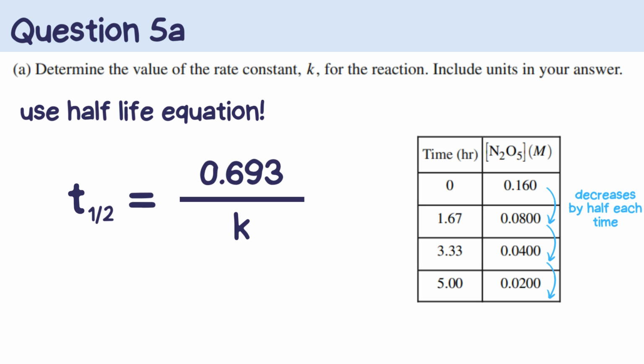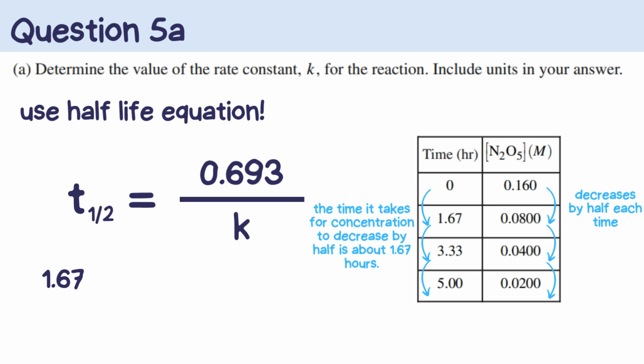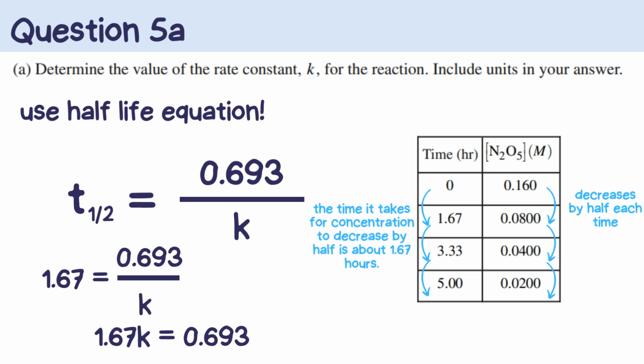Looking at this pattern, it is decreasing by half, and we'll be using this information later. Now we need to determine how long it takes for the concentration to decrease by half, and that will be our T sub 1/2. Each time it takes about 1.67 hours to make the concentration decrease by half. Now let's plug that in: 1.67 equals 0.693 over k. Solving for k, we get a value of 0.415 as an answer.